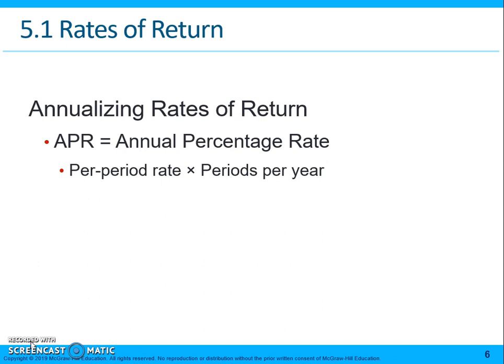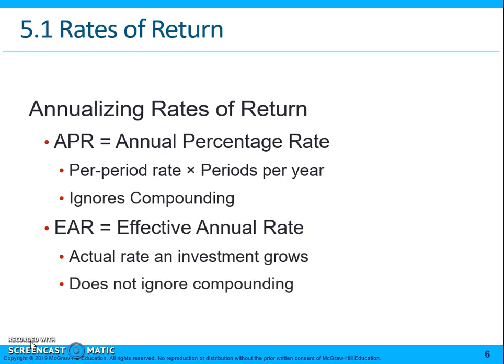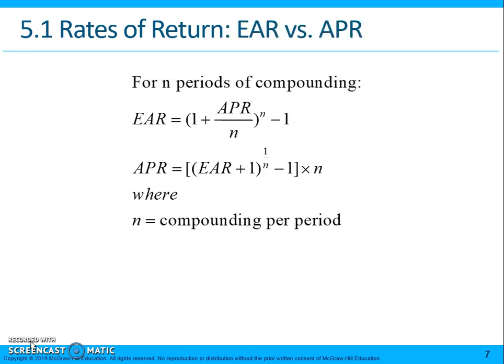So on your mortgage, for example, if you have a 12% mortgage, that means your APR is 12% and your per period rate is 1% per month. This rate ignores compounding. The effective annual rate, or EAR, is a more accurate measure of the effective rate that you're paying. So it's the actual rate at which an investment grows, or the actual rate of interest that you're paying when you're borrowing money. It doesn't ignore compounding. So we can convert between the two rates.